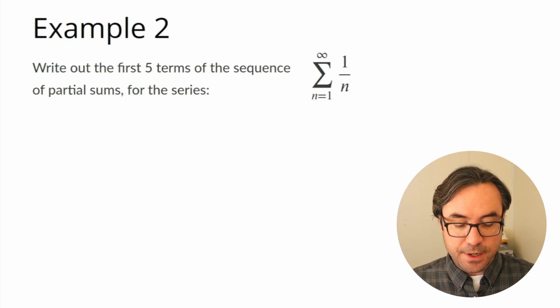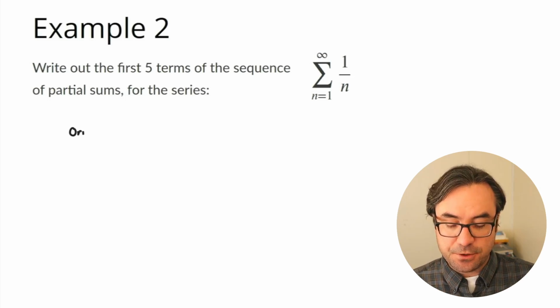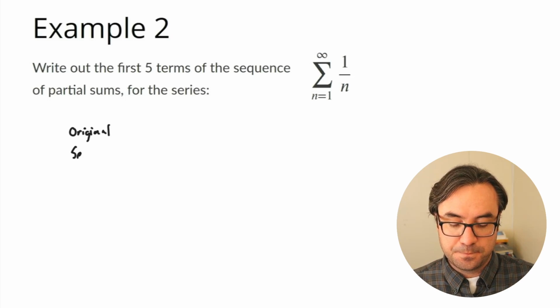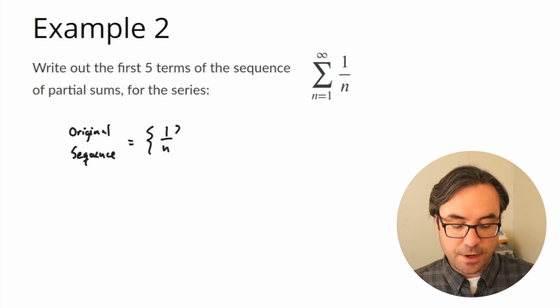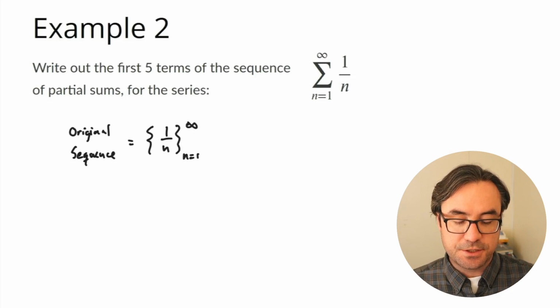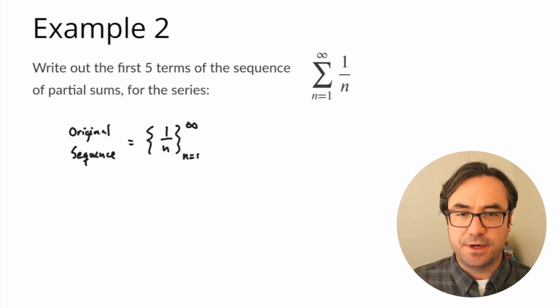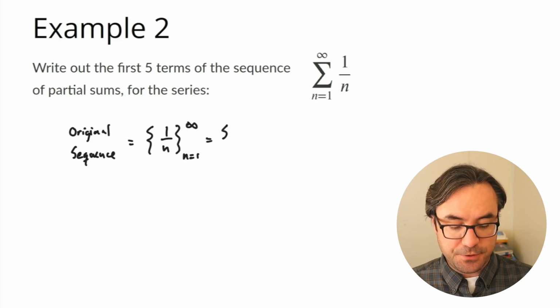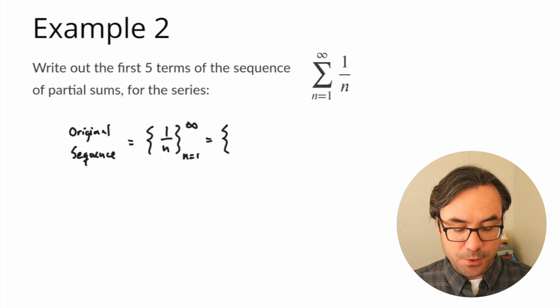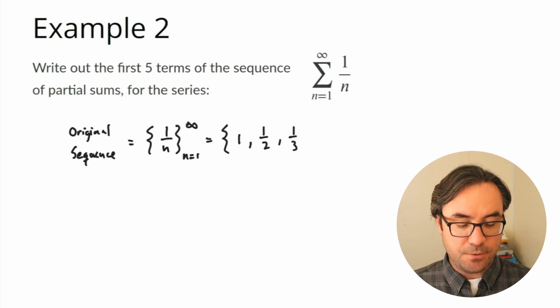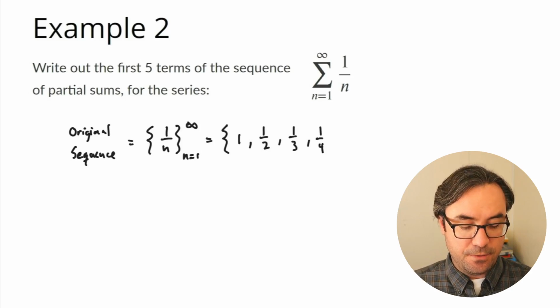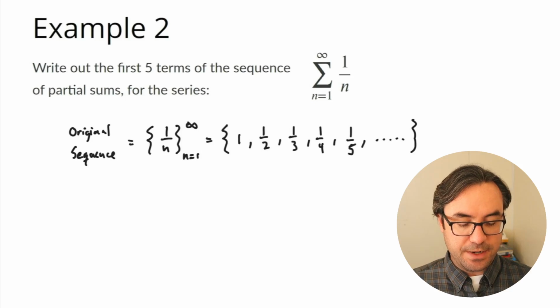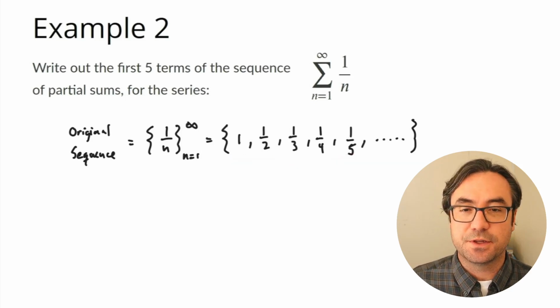So let's just write out the first few terms for the original sequence. So this is going to be 1 over n, and we're going to start our index at n equals 1 and go to infinity. So the original sequence here. And let's write out the first few terms. So when we plug n equals 1 in, we get 1. When we plug n equals 2 in, we get 1/2. And then n equals 3, we get 1/3. And then 1/4. And then 1/5. And so on. So I've just written out the first 5 terms here for this original sequence.